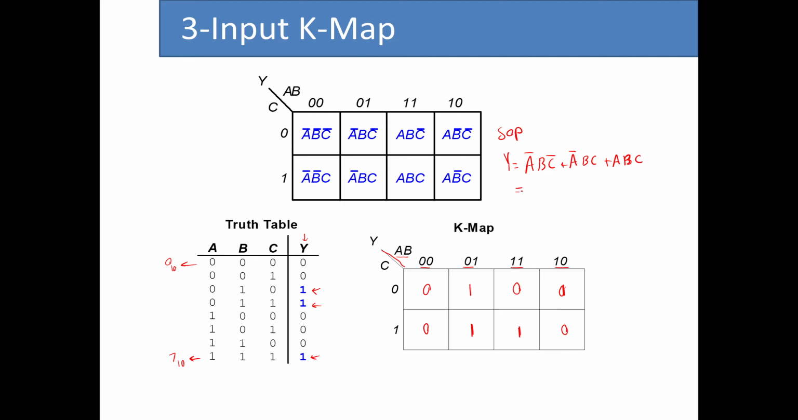What if I want to use the theorems to simplify this? All I can see is that between these two, a bar b is common, so I can factor out a bar b, and then we have c bar plus c. And then if I do the simplification, so this is 1, I end up with a bar b plus a b c. So this is the function that I get if I use the theorems only to do the simplification.